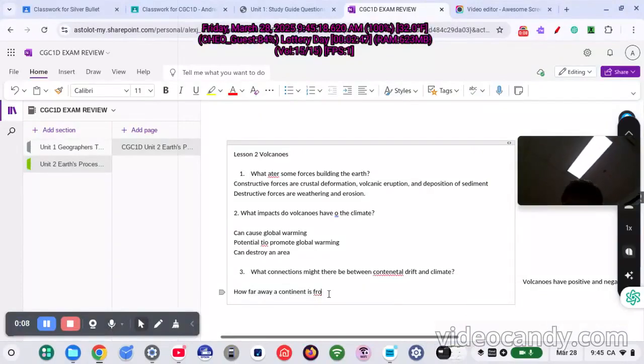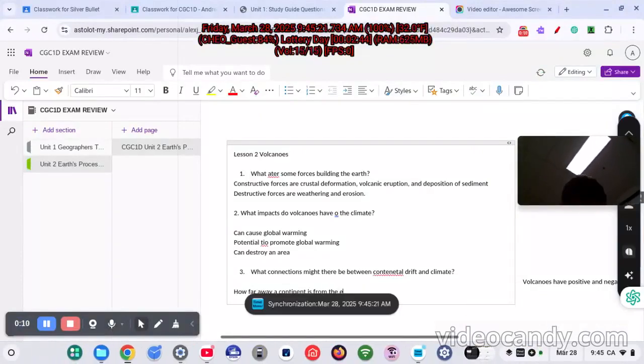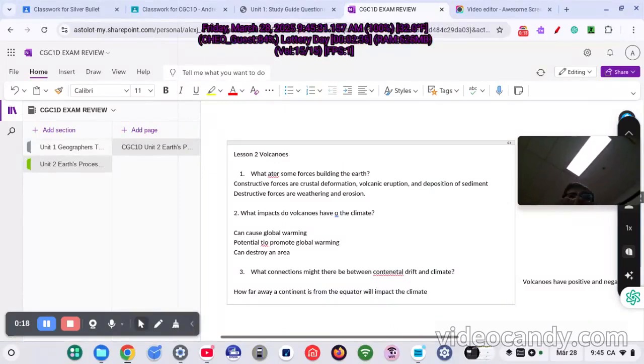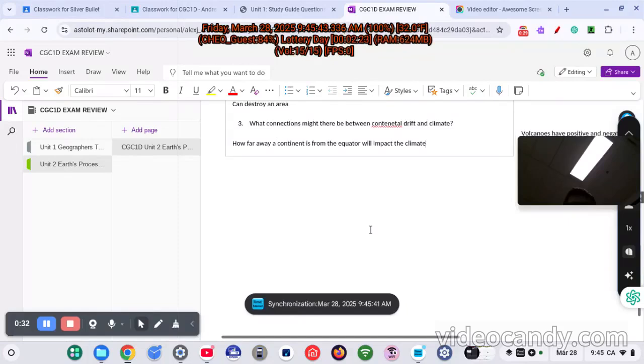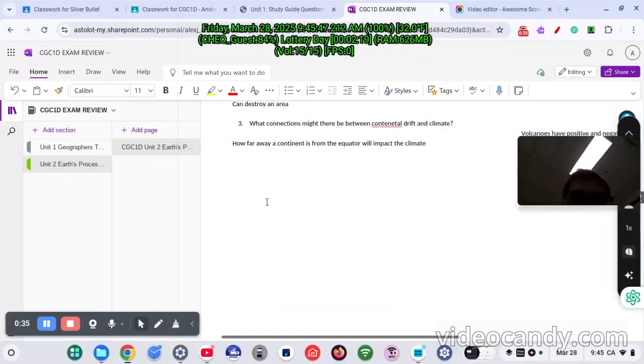Three was, what connections might there be between continental drift and climate? So, something like how far away a continent is from the equator will impact the climate. And how did the continent get there? It was part of continental drift, right? Absolutely. So again, we're just working through the different lessons. Now, again, I drew an arrow down to lesson 2 for volcanoes, just reminding us that a volcano is a constructive force.